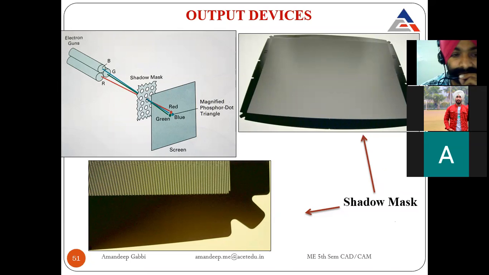So this is how a shadow mask looks in our books, but in actual it looks like this, as existing in our laptops or CRT screens.